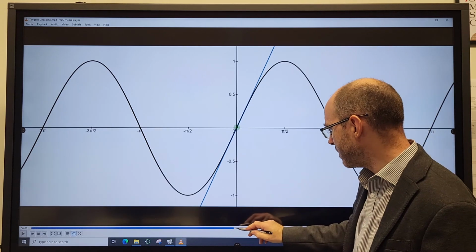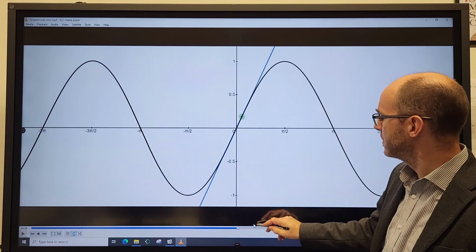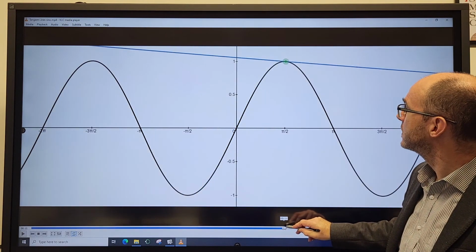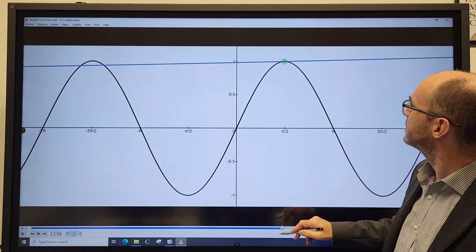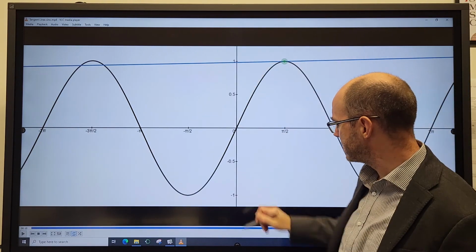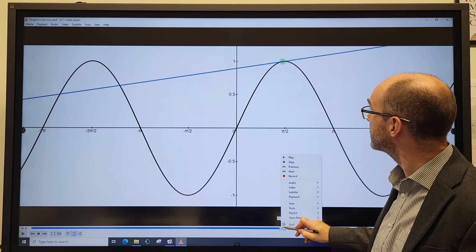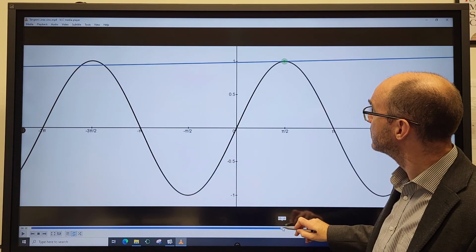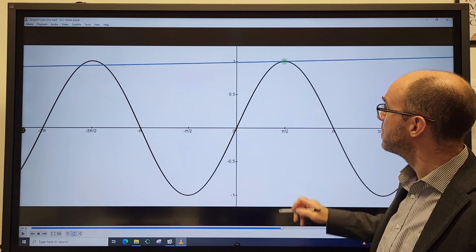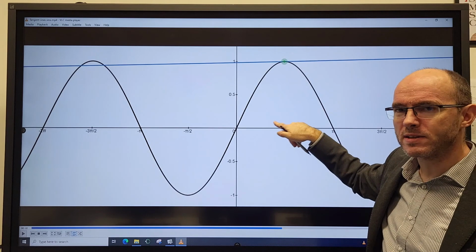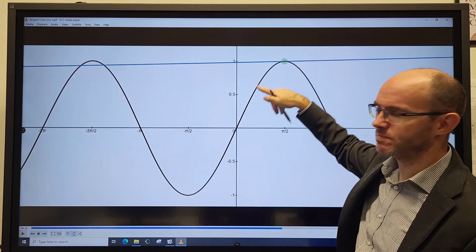Remember that. Now, I'm going to fast forward it to when the coordinate is pi over 2. Here we are. At x equals pi over 2, it doesn't come off nicely, does it? It's supposed to be perfectly flat, but I can't get it perfectly flat on my video. Well, just imagine it. It's perfectly flat at the top. What I'm saying is the gradient at x equals pi over 2 is 0.